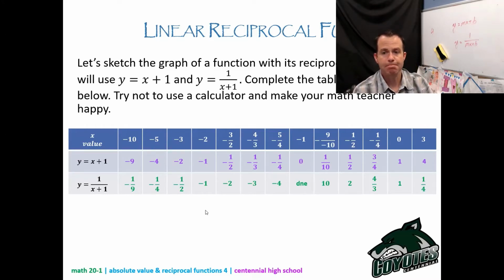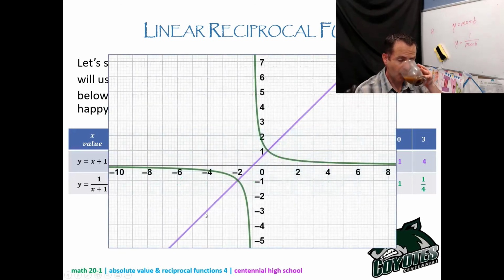Okay, here's the graph that you should have gotten. I did graph both for you. The purple one is y equals x plus 1, and the green graph is 1 over x plus 1. So just take a look at yours, compare it to mine, and make sure everything's cool. Now we're just going to answer a few questions on it, okay?